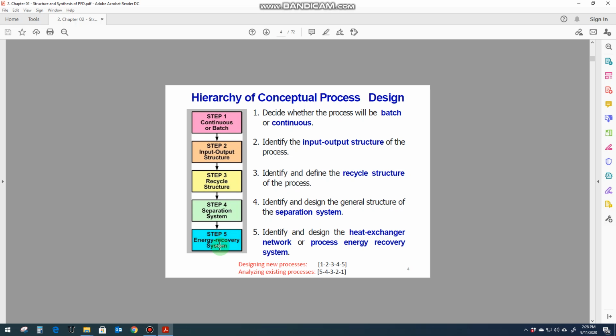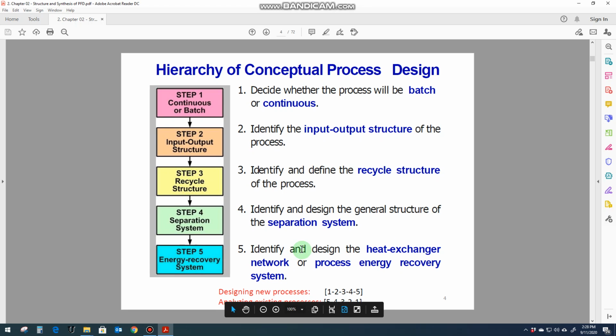Whenever you are designing a new process, we have to follow these steps, step 1 to step 5. And if we are analyzing an existing process, for example, we already have some batch or continuous process, some industry is already there, then we can analyze those processes. We will try to improve the heat exchanger network, or we will try to optimize the energy utilization. Then we will see what the separation systems are, and whether there are any new separation systems in the market that can give better process efficiency.